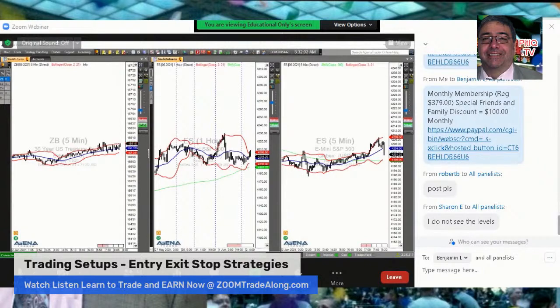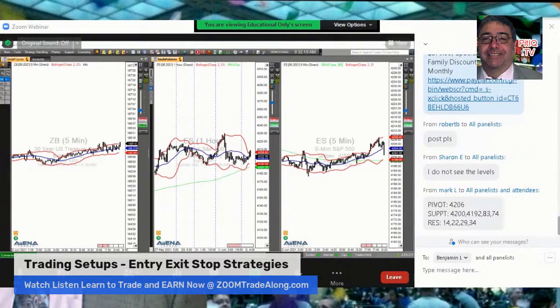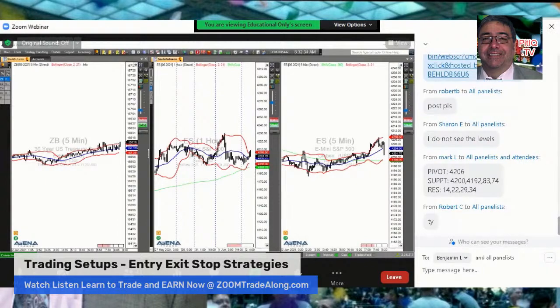Our pivot this morning is 4206. Support at 42 even, 92, 83, 74. Resistance on the upside at 14, 22. There they are, 29 and 34. Those are the levels in the chat box right now. If you have the chat box area up, you can get those levels. And there they are. Thanks again, Mark. I appreciate it, as the market kind of swiftly comes down here to the 42 even area.